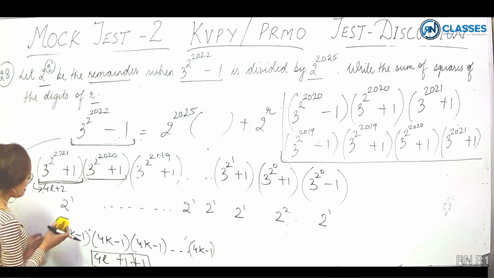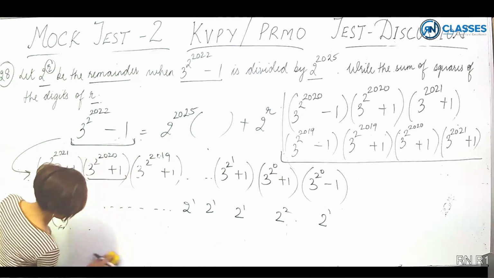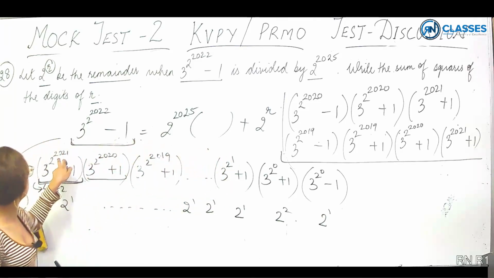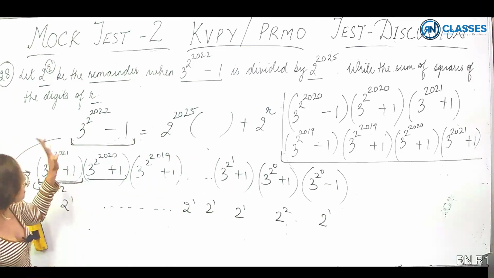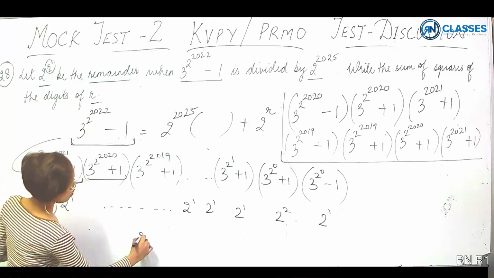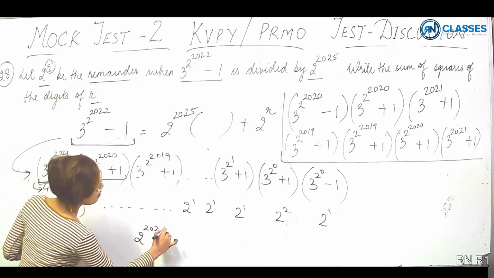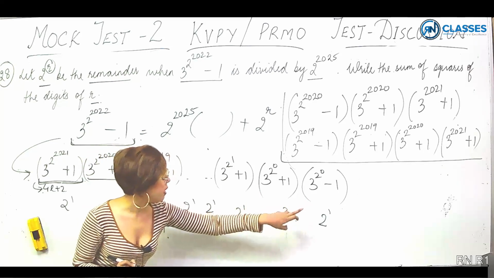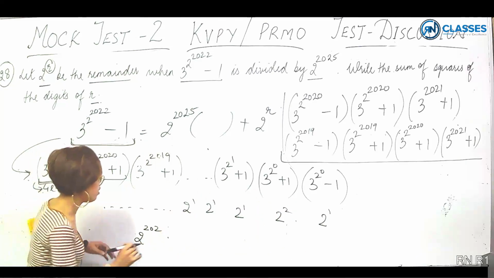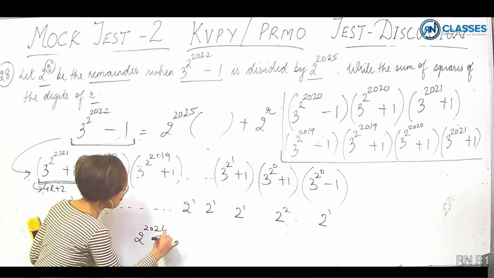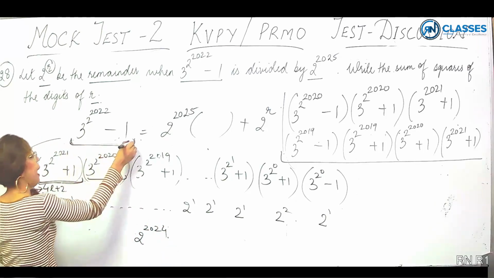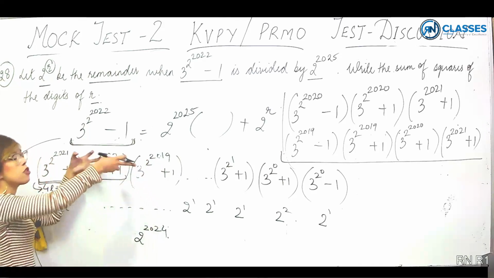Right? Now let's see how many powers of 2 do I get. So from each of these factors, 2 raised power 1 to 2 raised power 21. So I'm getting 2 raised power 21. Another 2, another 1, so 3 more. So I am getting 2 raised power 24. So this number, I have extracted out all the powers of 2.